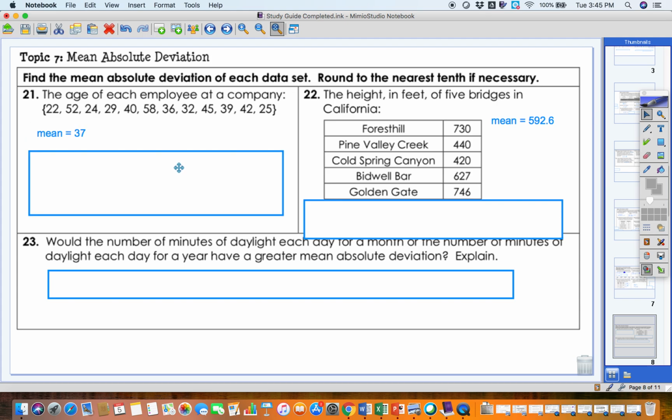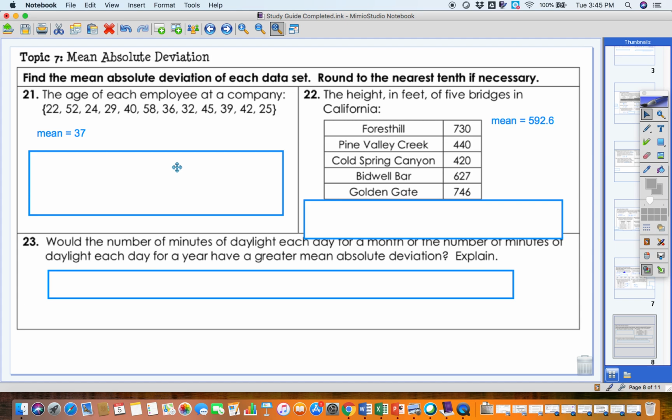My mean is 37, and I got that by adding up all of those data points and then dividing by the number of points. No, excuse me, it's not 108. Then I have to find the absolute value of the difference between 37 and each of those data point numbers. Remember, absolute value is going to make it always positive.